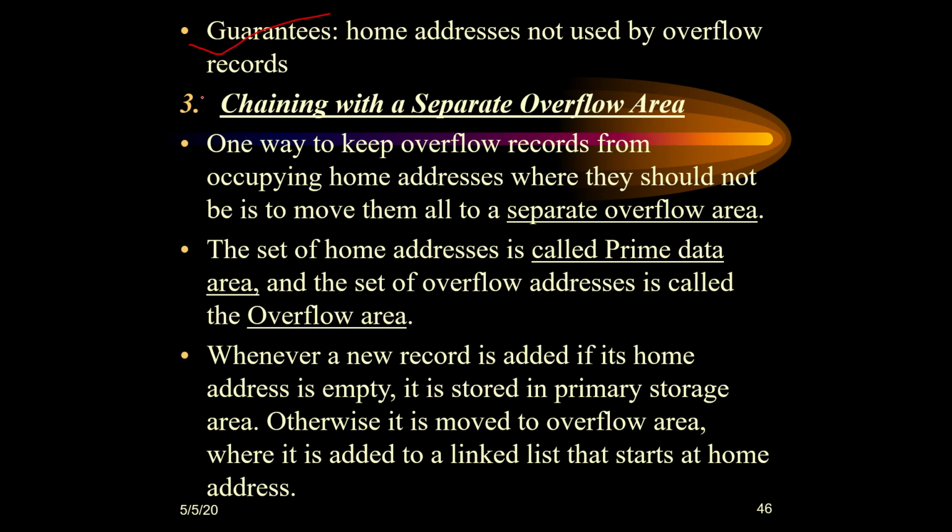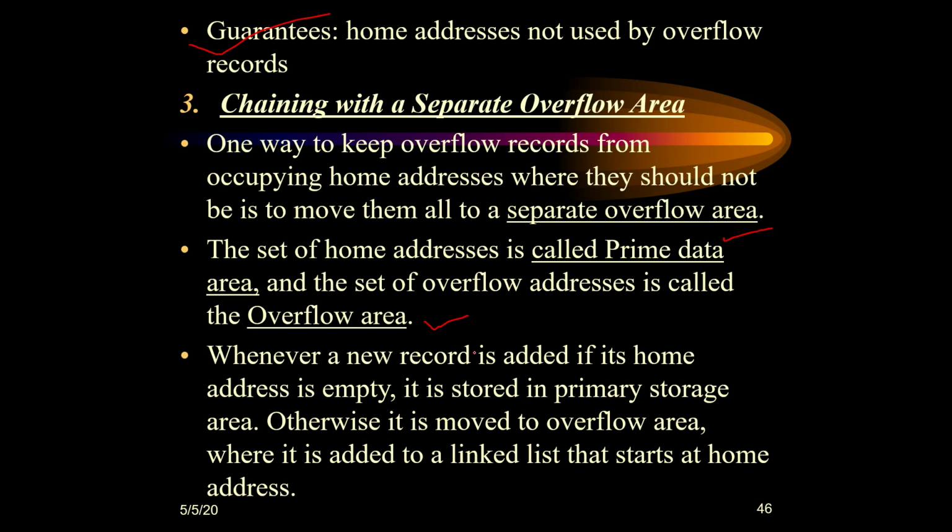The third technique is chaining with a separate overflow area. Here we can see that I am having mainly two areas: the prime data area and the overflow area. In the prime data area, I am having all of my home addresses and the records of my home addresses. And in the overflow area, I am having every address of my overflow addresses with its records.